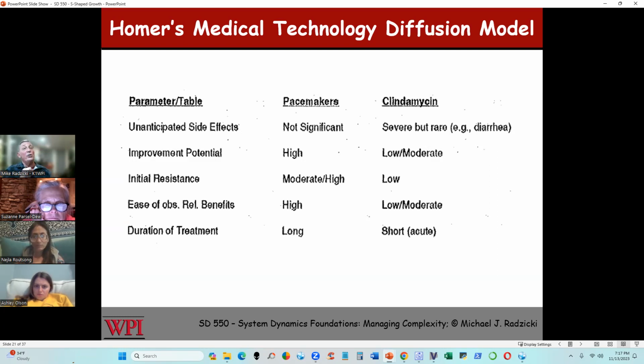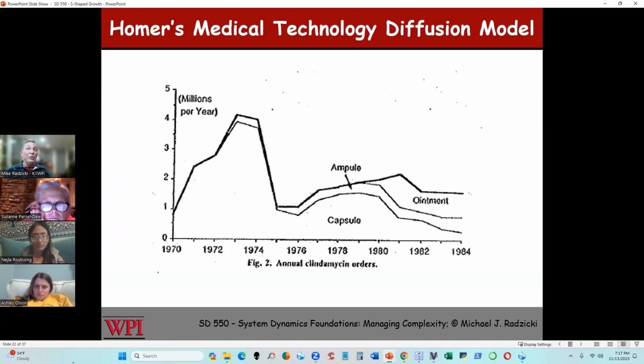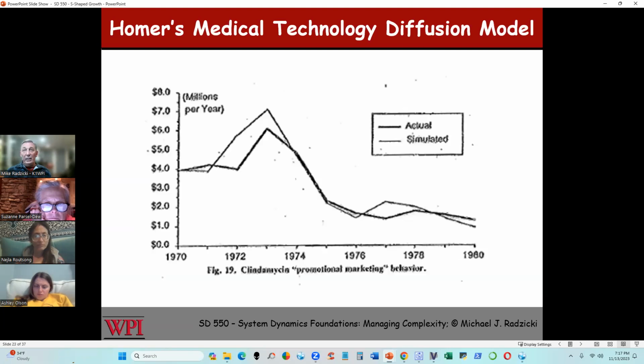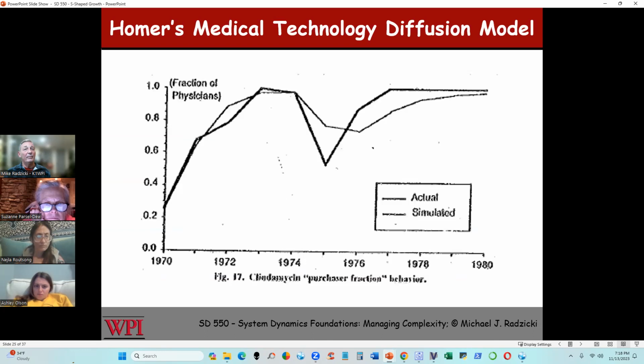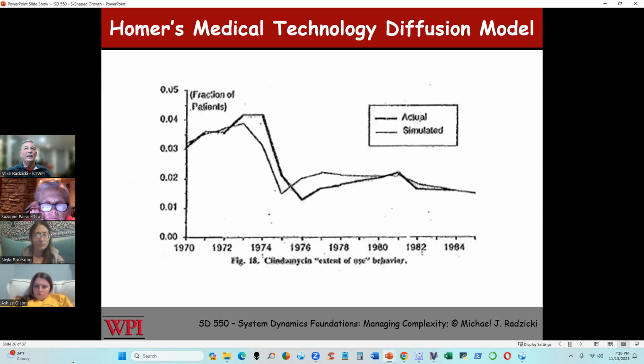So by just changing those 5 things, he was able to nail down actual and simulated. Now, notice the difference in time shapes here. Clindamycin. So that looks more like not S-shaped, but goal-seeking, right? Just pure goal-seeking. Fraction of patients, much smaller, as you can see.